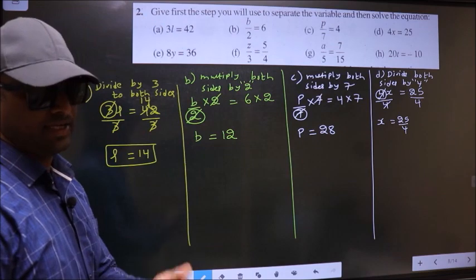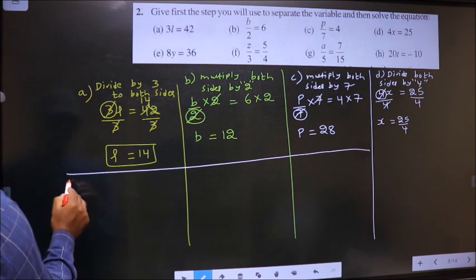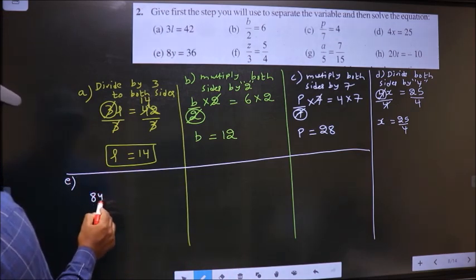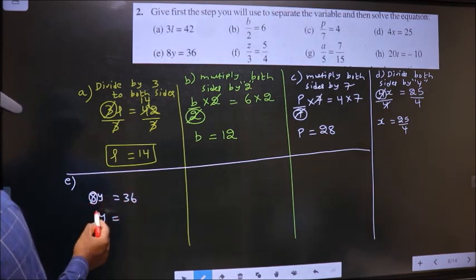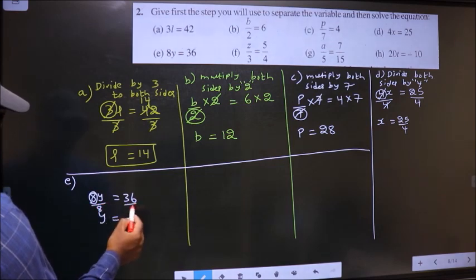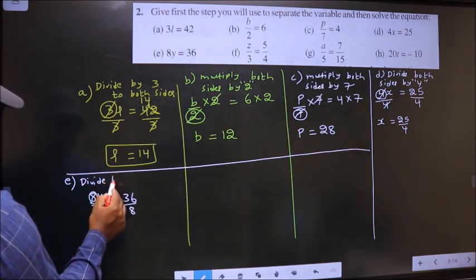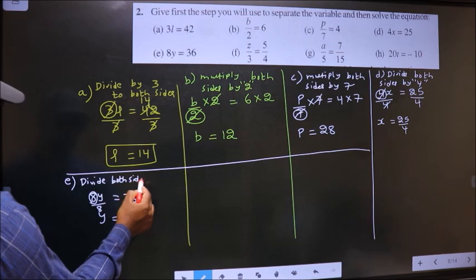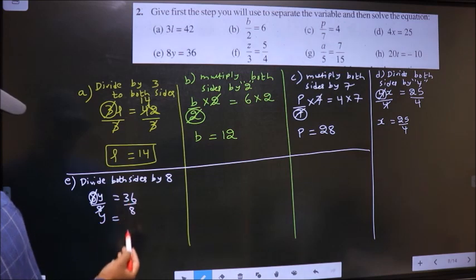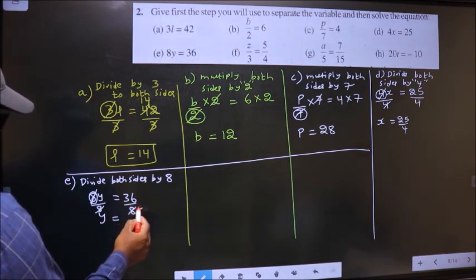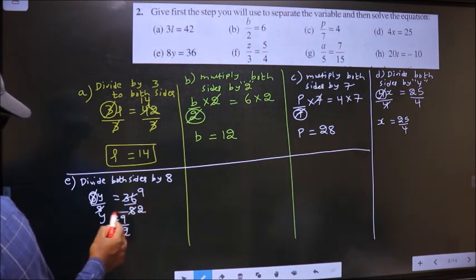Okay. Next, E, 8y equal to 36. Now to get y, we should remove 8. To remove 8, you divide by 8 on both sides. So step is divide both sides by 8. So here this cancels out, you get y. Here let us cancel in 4 table. 4 2s, 4 9s, 36. So we got y equal to 9 by 2.